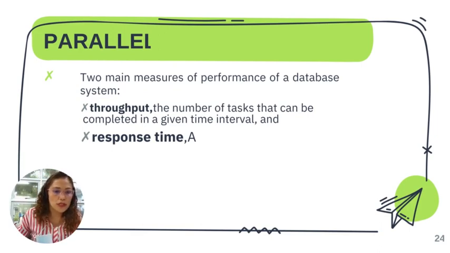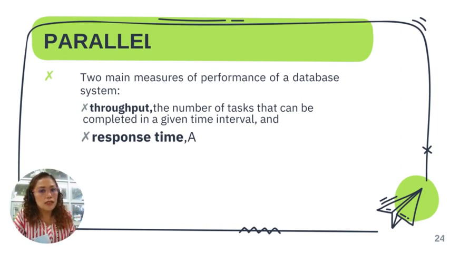When you say throughput, it refers to the number of tasks that can be completed in a given time interval. Meaning if you have 5 minutes, how many tasks, queries or requests from the clients or users can be completed. That's throughput. For example, in 5 minutes you have completed about 200 tasks or 200 requests. So 200 is your throughput.